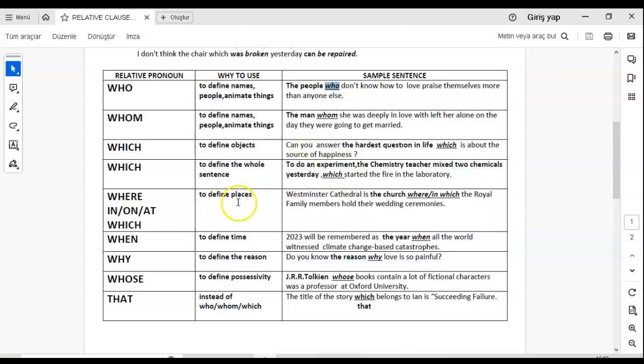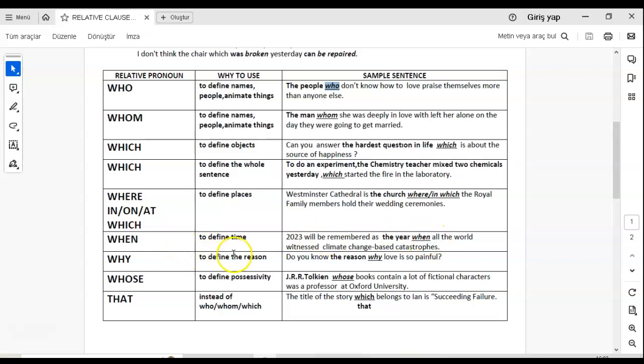And so we can use where, or in which, on which, or at which to define the places. For example, you're talking about the Westminster Cathedral, and so it's some kind of church, and so it's the church where the royal family members hold their wedding ceremonies, and so to define the church we use where. And to define the time or time expressions we use when, the day, the year, the century, etc. We use when to define it.